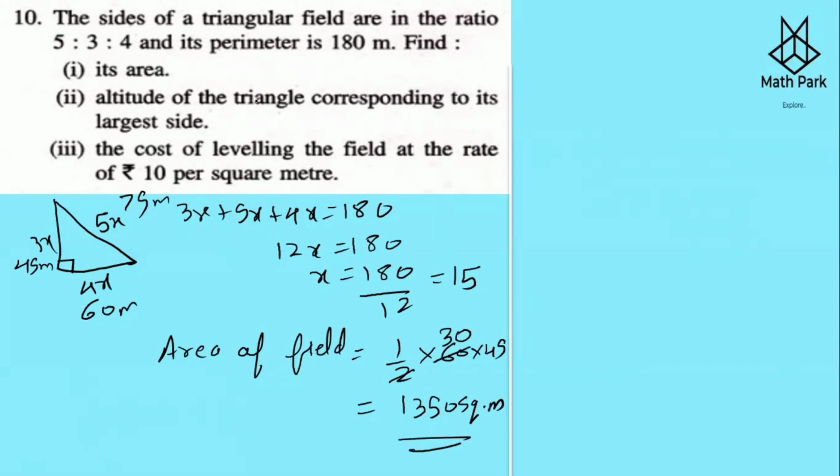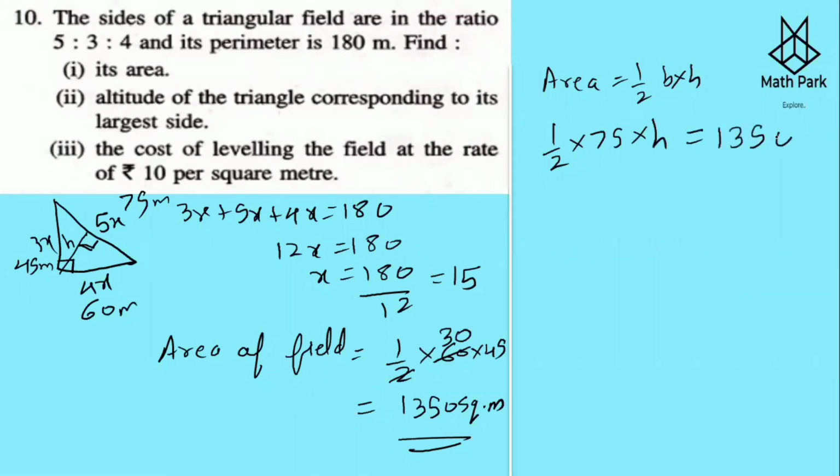Second, you are asked to find the altitude of the triangle corresponding to the largest side. So that means we need to find this altitude. We also know that area is equal to half base into height. This is the height, or altitude, which we need to find out. The base is this 5x, which is 75, and the area we already calculated. So half into base, which is 75, into h, which we have to find out, is area, which is 1350. So you get h is equal to 1350 into 2 divided by 75.